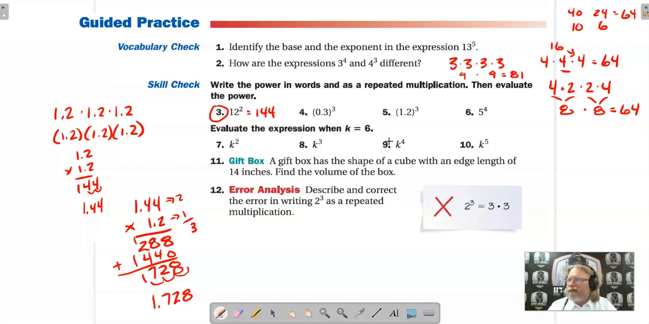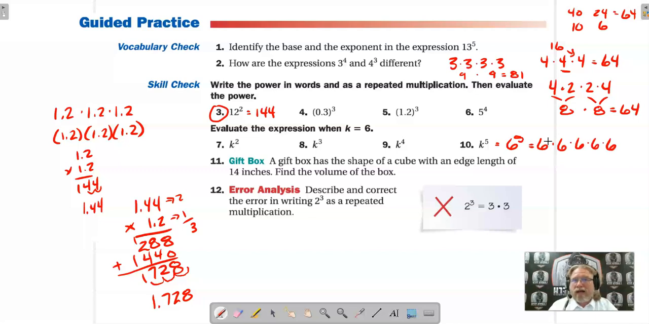Evaluate this expression whenever k equals 6. Let's see. Boy, this one's going to be kind of fun down here. Let's do 10. I guess we'll give 10 a try. So let's go ahead and substitute in 6, because we're substituting a k, to the 5th. This is going to equal 6 times 6 times 6 times 6 times 6.